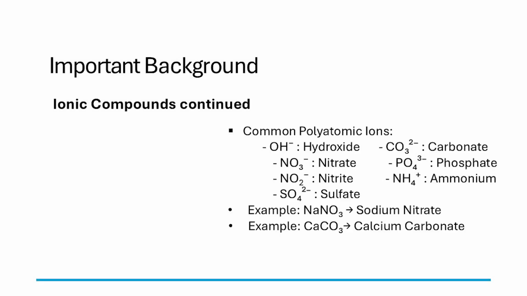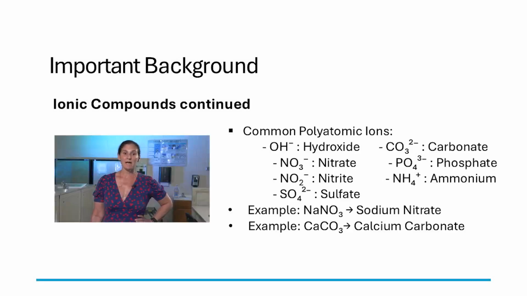Some other things we're going to see with our ionic compounds is they don't only combine with nonmetals. Sometimes they combine with groups of nonmetals called polyatomic ions. There's a series of ones that you need to know. OH-, which stands for hydroxide, NO2-, which stands for nitrite, NO3-, which stands for nitrate, SO4 2-, that stands for sulfate, CO3 2-, that stands for carbonate, and PO4 3-, that stands for phosphate. When these combine, you don't change their endings, you just say their name. So NaNO3 would be sodium nitrate. CaCO3 would be calcium carbonate.